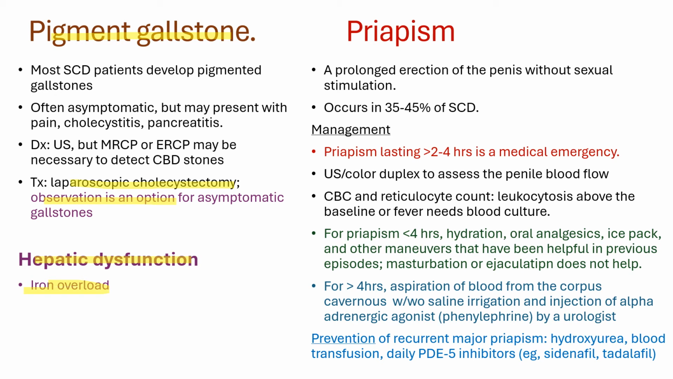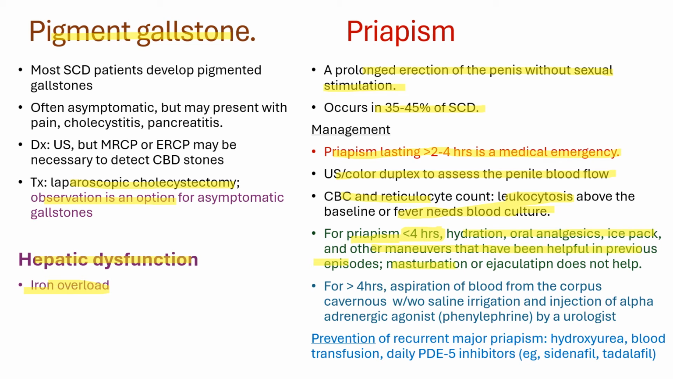Priapism, a prolonged erection of the penis without sexual stimulation, is very important and commonly occurs in about 40% of the patients. In management, priapism lasting more than 2 to 4 hours is a medical emergency, and often we do an ultrasound to assess the penile blood flow. And the basic CBC, reticulocyte count; if they have a high WBC count or fever, then they need a blood culture and antibiotics. For priapism lasting less than 4 hours, usually medical measures are indicated: hydration, oral analgesics, ice pack, and other measures that have been helpful in previous episodes.